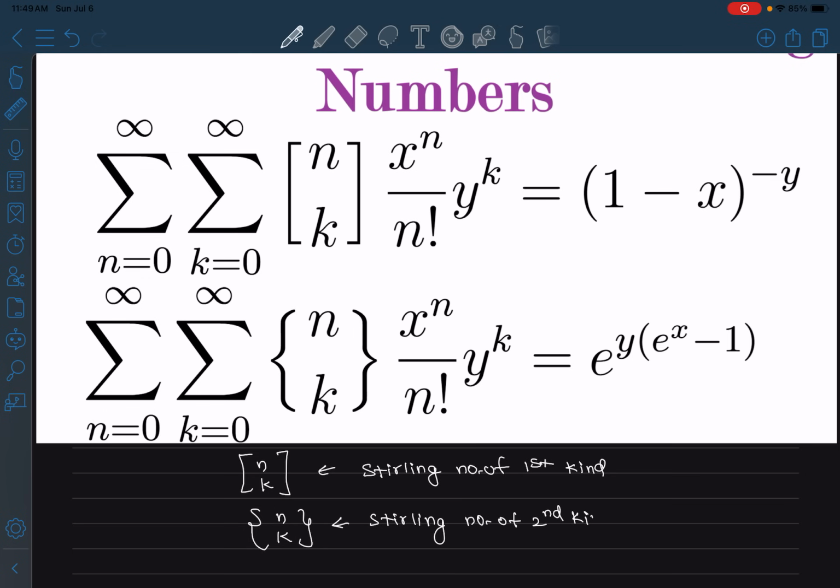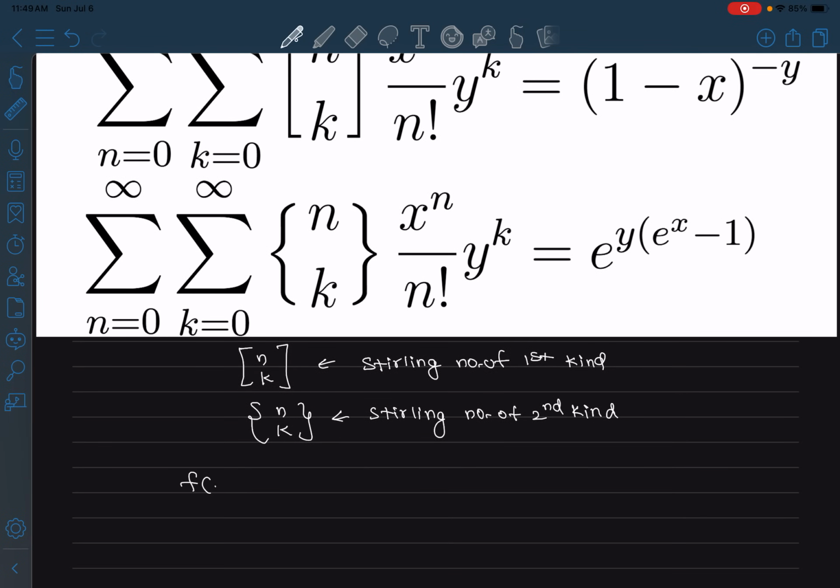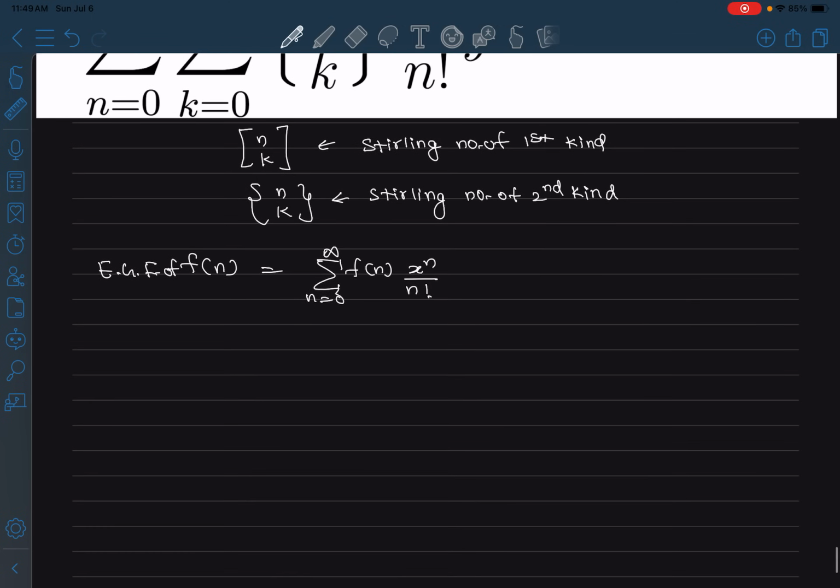I guess you also know about the exponential generating function by now. The exponential generating function of f(n) is just the sum from n equals 0 to infinity of f(n) x to the power n by n factorial. In the past two videos, which I will link in the description, we derived the exponential generating functions for the Stirling numbers of the first kind and second kind as follows.